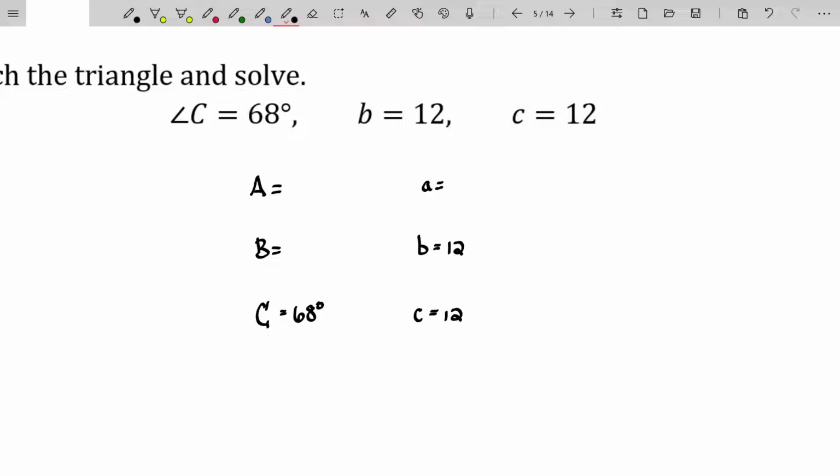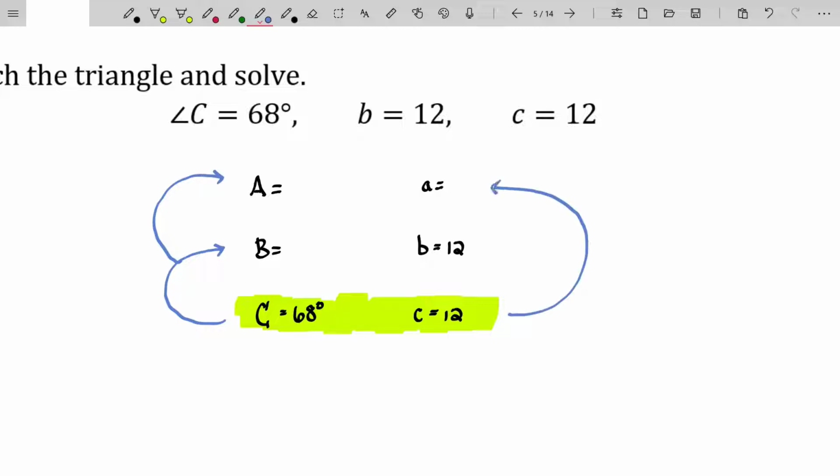Perfect. So we now can see that we have a completed row, and we can use that completed row to find other missing values in this triangle. Specifically, I can use this completed row to help me find that missing angle B. And once I find that missing angle B, I can then fill in that angle A, which means I can use this completed row to fill in that side A. It's like a set of dominoes. Start knocking them over. But as I just mentioned, this is the ambiguous case.